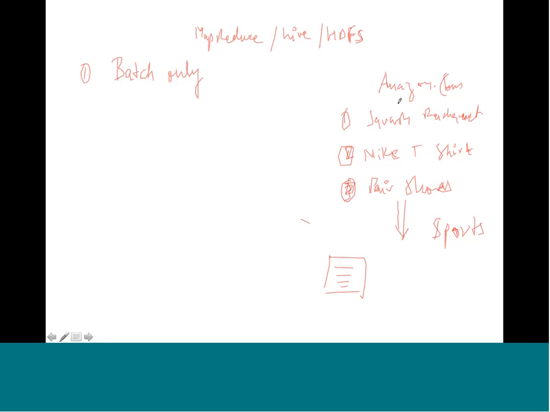Number one. Number two, what other problems do you see with MapReduce and HDFS? The second problem is that it's not made for frequent updates. On HDFS, the concept of update is practically not there, correct?